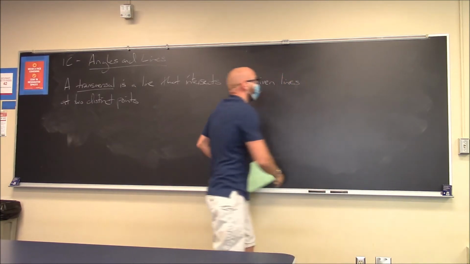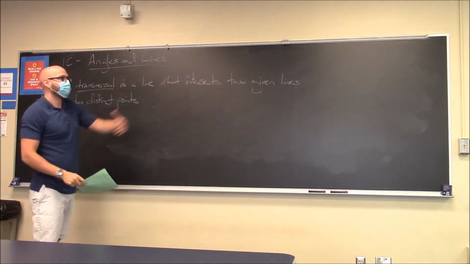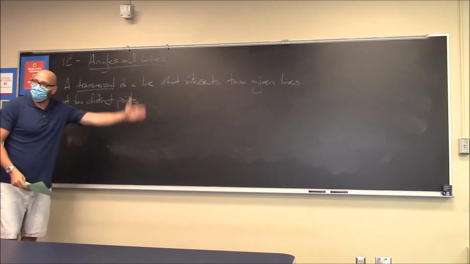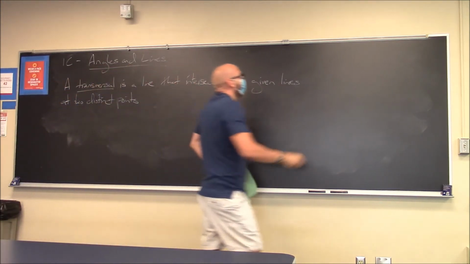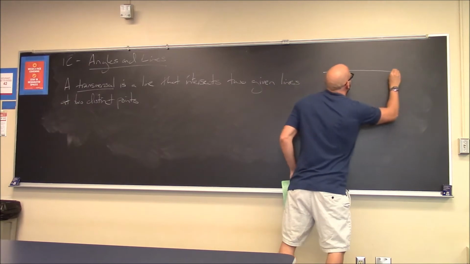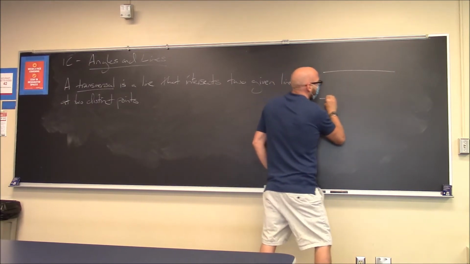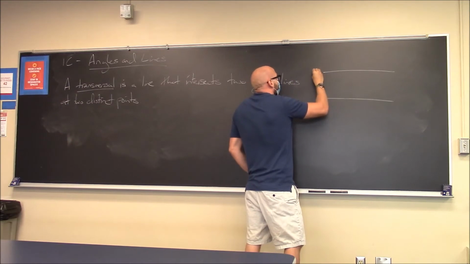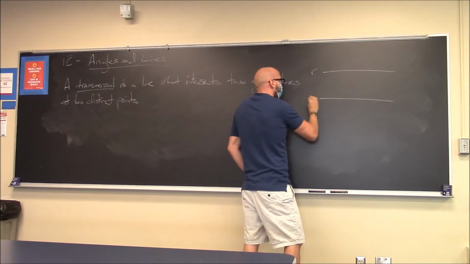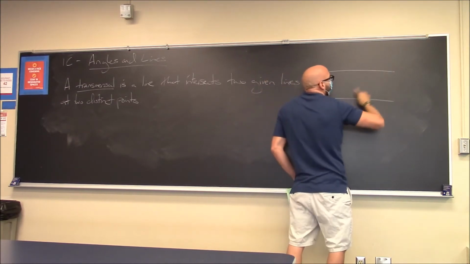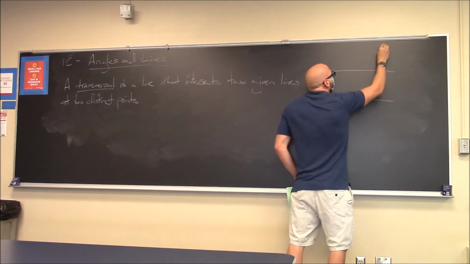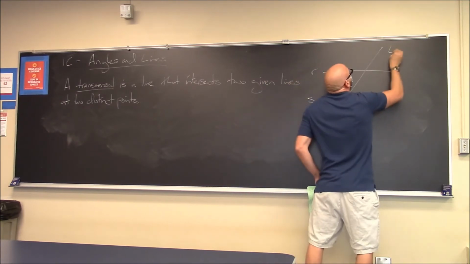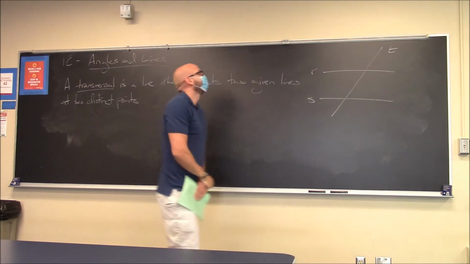All right, and forcing it to cut through at two distinct points, two different points, means it can't cut through at that point of intersection. So a transversal typically looks like this. Nothing in my definition here requires that these two lines are parallel, but I'll draw them like this because it's easier to see later on what's happening. So two given lines R and S, and my transversal there is T.